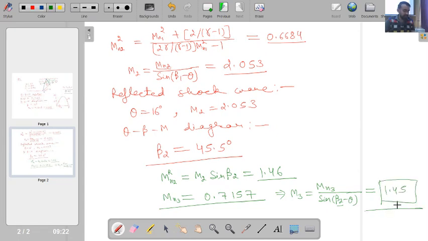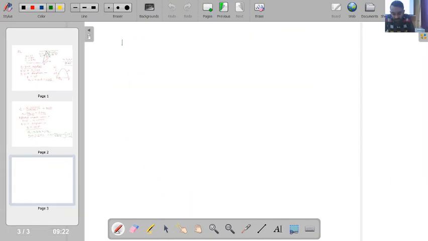So my one part is solved. I was supposed to calculate the value of M3. Secondly, it is asked to determine the value of P3 and T3. So for calculating P3 and T3, first I must calculate P2, and then I will be able to calculate the rest. Can you tell me, for an oblique shock wave, if I have to calculate P2 by P1 for the first incident shock wave, what will be the relation? Please tell me.